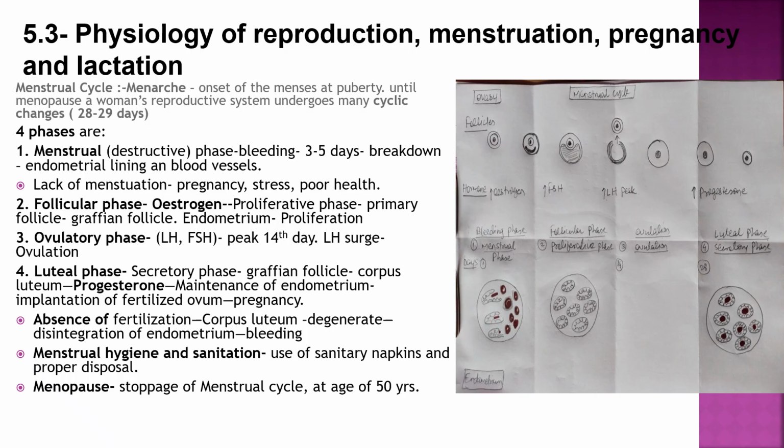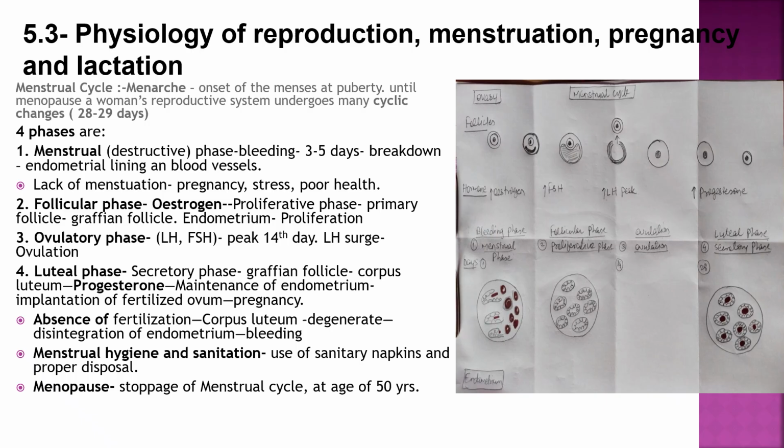Then the follicular phase, in which estrogen is increased. It is the proliferative phase. The primary follicles are converted into a Graafian follicle, and the endometrium undergoes proliferation. The ovulatory phase is because of LH and FSH, present in the middle of the cycle, that is the 14th day, and the LH surge causes ovulation. The luteal phase is the secretory phase. In that, the Graafian follicle forms the corpus luteum, which secretes progesterone, which is required for maintenance of the endometrium and implantation of the fertilized ovum for the pregnancy.